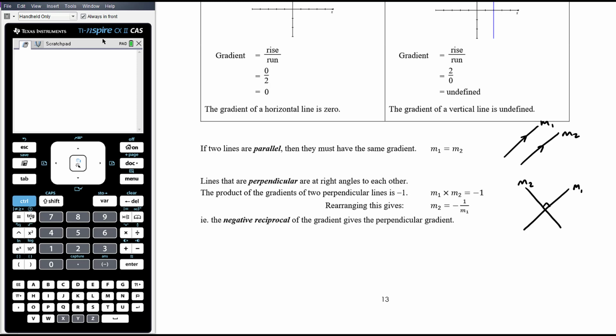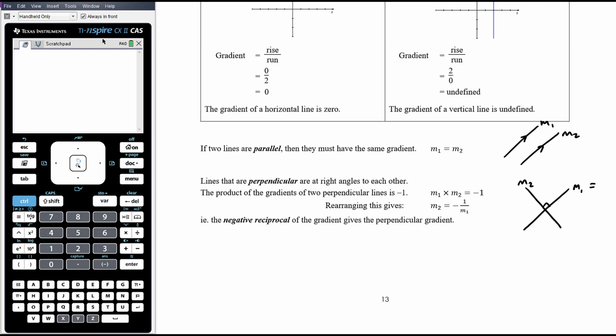However, more commonly, when we're trying to calculate perpendicular gradients, we think about that relationship rearranged. So if I were to divide both sides by one of those gradients, what we see is that one of the gradients is equal to the negative reciprocal of the other gradient. So reciprocal of a over b is b over a, is when we flip the fraction. Okay, so the negative reciprocal of the gradient gives the perpendicular gradient.